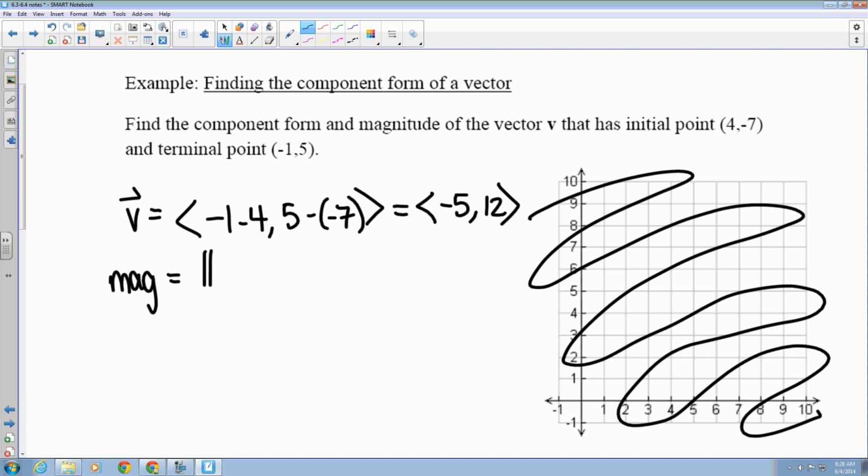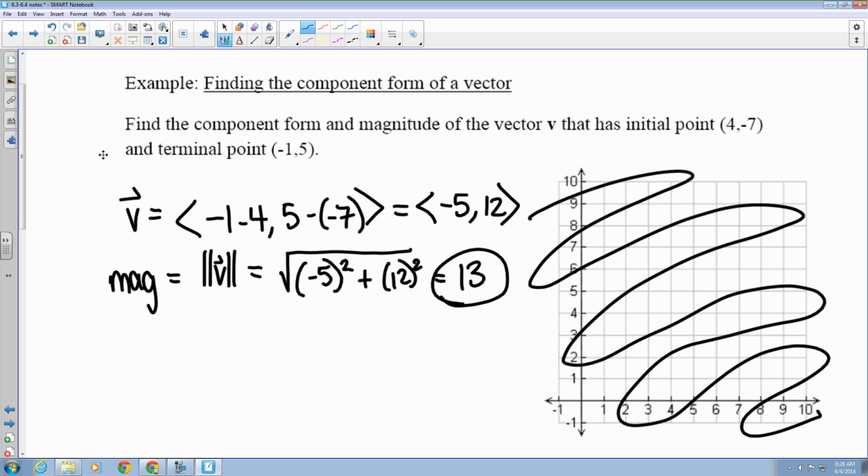And then it asks us to find the magnitude, which is denoted by double bars. The magnitude of vector v is the square root of the x value of component form squared, plus the y value of component form squared, and we get 13.